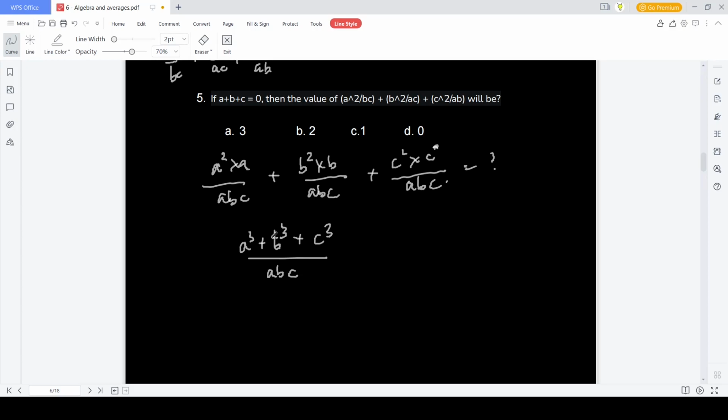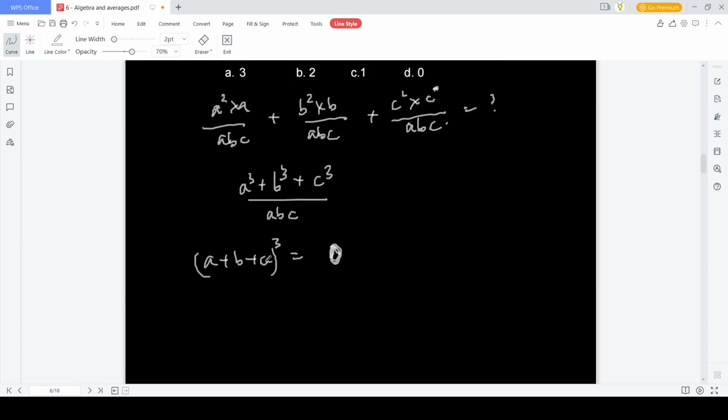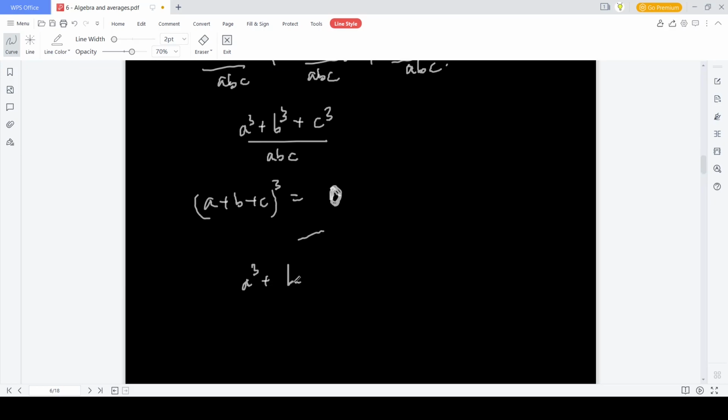Okay. Now I need to find out the value of a cube plus b cube plus c cube. Okay. To find that, I'll have this equation. Okay. So I have to write a plus b plus c whole cube is nothing but 0, right? Because a plus b plus c is 0. Okay. The expansion of this is nothing but a cube plus b cube plus c cube, okay, plus 3 into a plus b into b plus c into c plus a. Okay, this is the expansion of a plus b plus c the whole cube, which is nothing but 0.